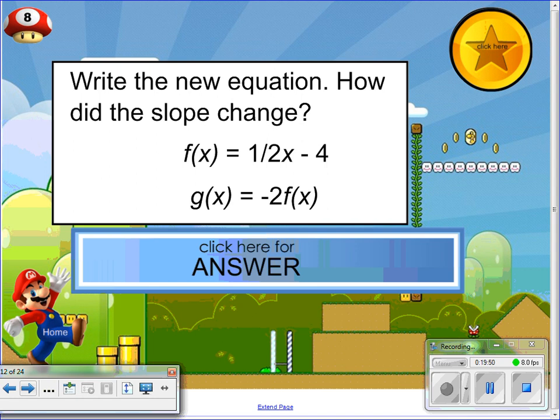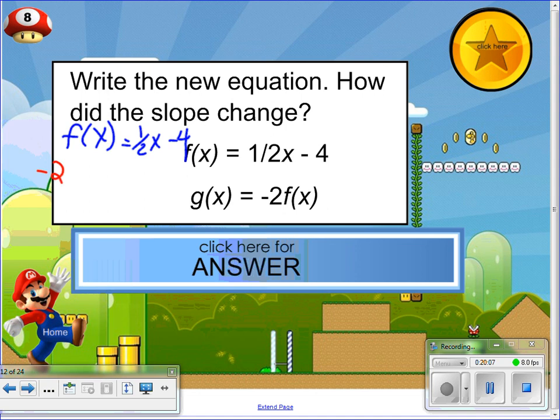So here's what we're going to do. We're going to change our equation, and then we're going to describe how the slope changed. Here is our original equation, which was f of x is equal to 1/2 x minus 4. It changed by becoming negative 2 times f of x. So now we have this whole function times negative 2. Negative 2 times 1/2 is negative 1x, or just negative x. And negative 2 times negative 4 is plus 8.